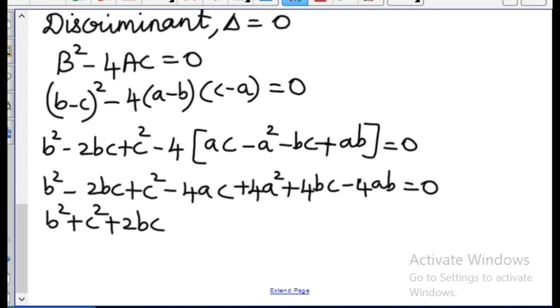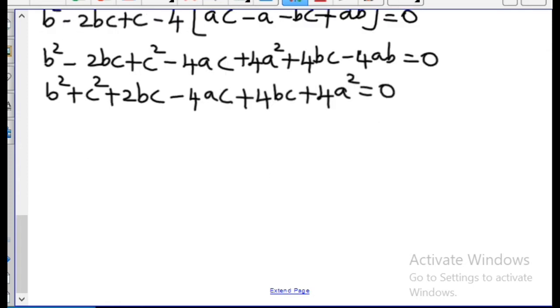Then next we are having 4b. So take minus 4ac plus 4bc plus 4a square. First we arrange it, then we take it outside. So this can be written as b square plus c square plus 2bc. This can be written as b plus c whole square. Minus take 4 outside. The remaining term will be minus 4ac. We can group these two terms.